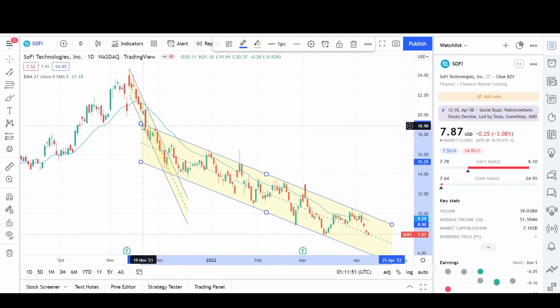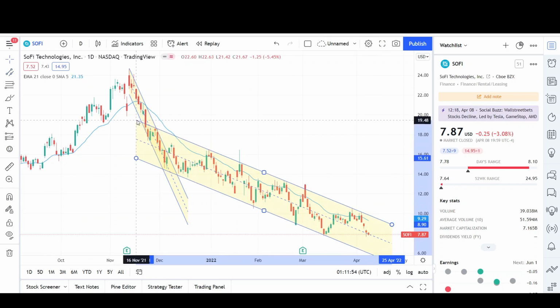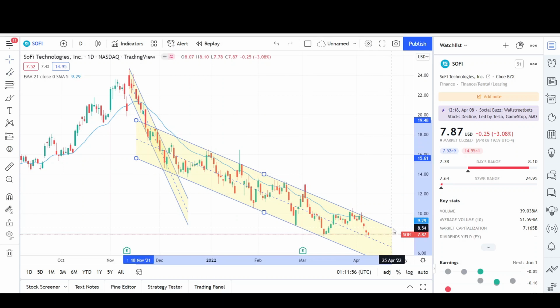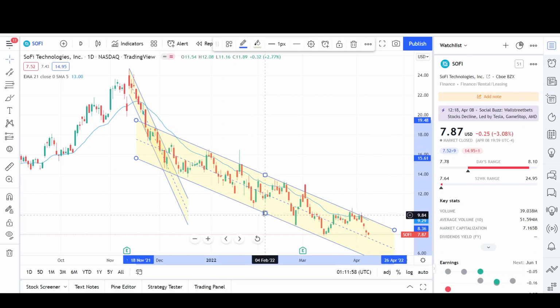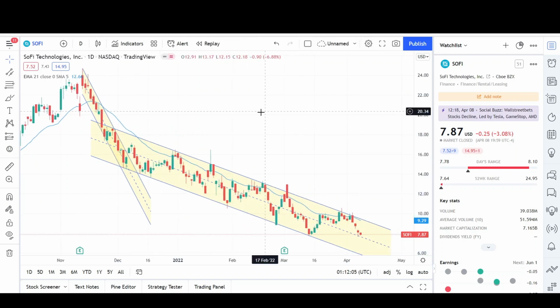You can see that every time we come up to the top side of this channel, it sends prices all the way back to the bottom side, and then once we get to the bottom side of this channel, it sends prices back up to the resistance side. So this is a very nice fitting channel.